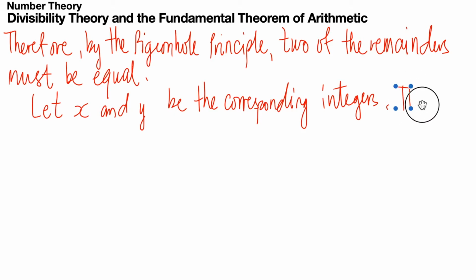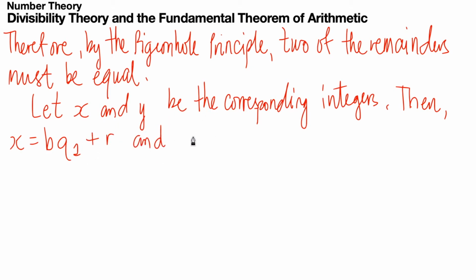Then we have x equals bq sub 1 plus r, and y equals bq sub 2 plus r, for some quotients q sub 1 and q sub 2.